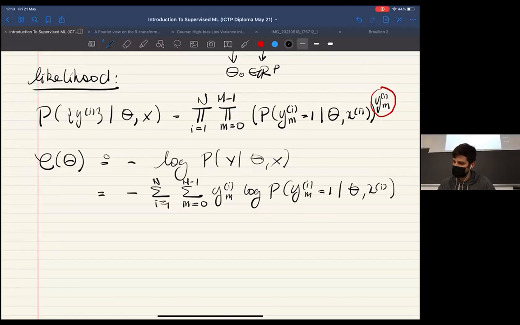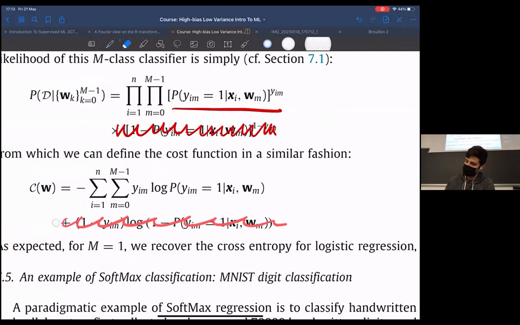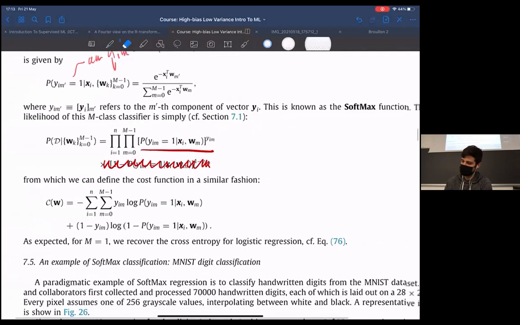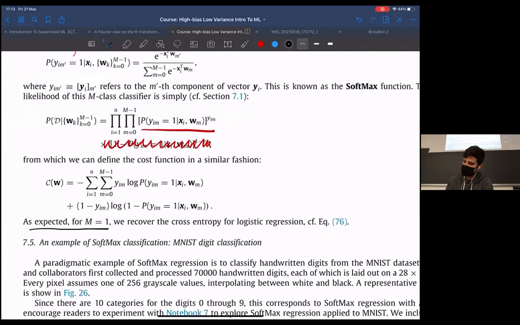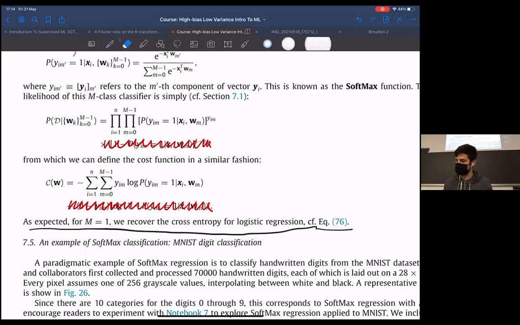And here again, in the notes, they have this term. And they write, as expected for M equal 1, we recover the cross entropy for logistic regression. Unfortunately, no. You indeed recover the cross entropy of logistic regression when you don't have that term. So always be critical with everything you read. If it looks weird, it's because maybe sometimes it is weird.